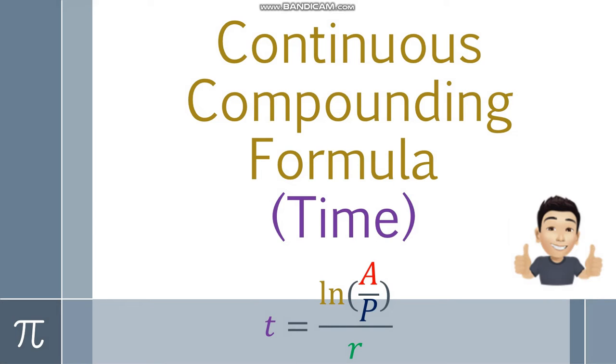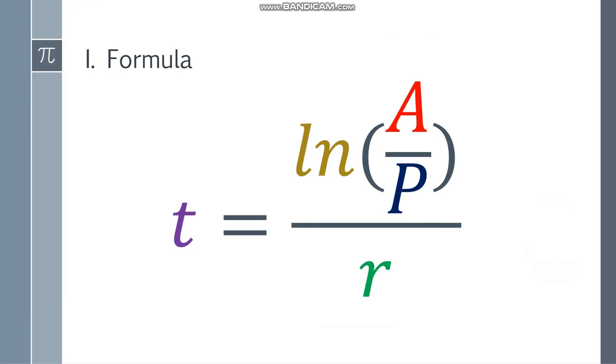Welcome back to my channel, Math and Language, and we're going to discuss the continuous compounding formula, and we're going to talk about how to find time. So the formula we're going to use is t, for time, is equal to the natural log of the quantity A over P, and all over r.